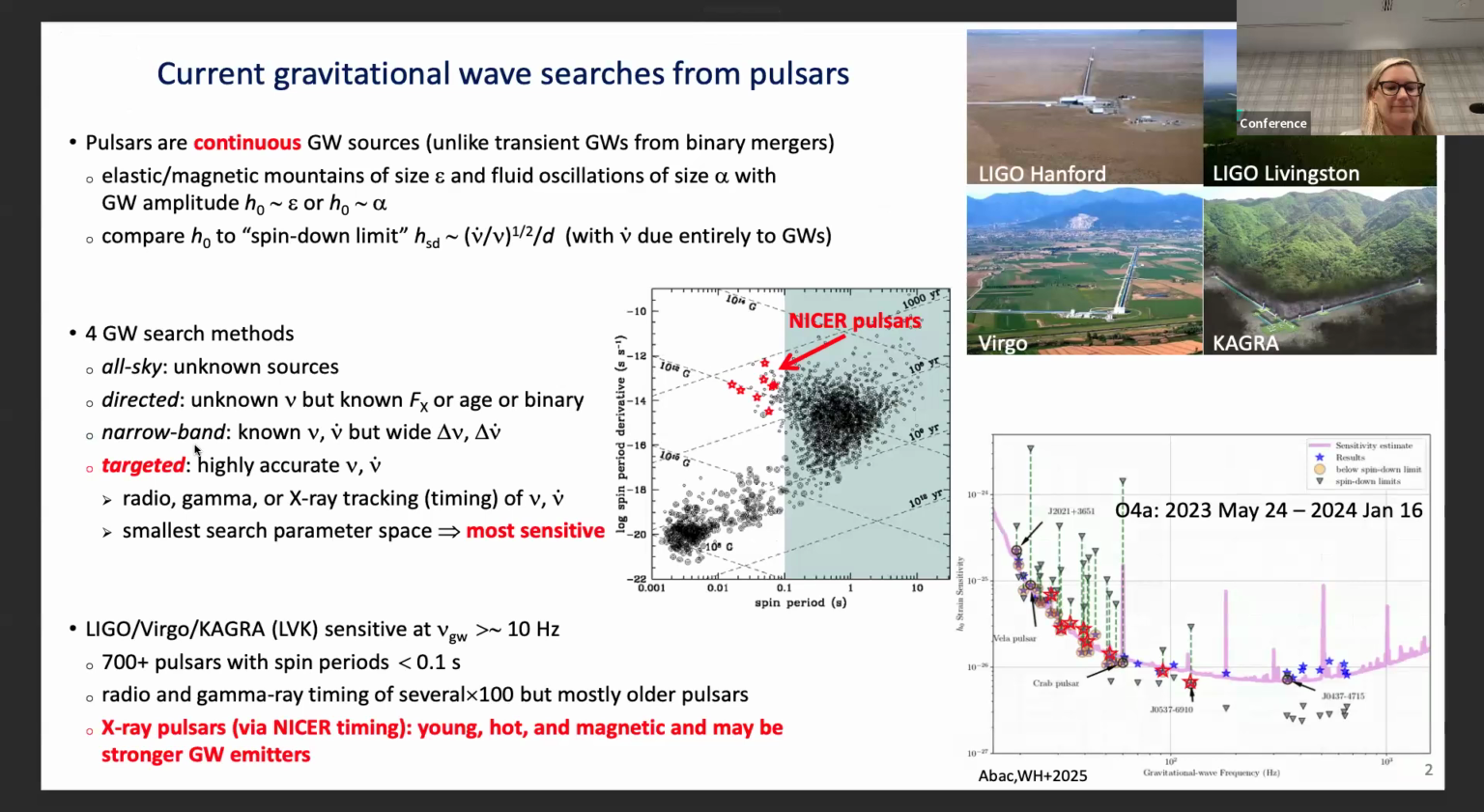Pulsars, and in general neutron stars, all emit gravitational waves, because they're not totally spherically symmetric. The key thing is, are they asymmetric enough to produce gravitational waves strong enough that we could detect them? Given that they emit gravitational waves, they are continuous sources of gravitational waves, unlike the transient sources that we've detected so far.